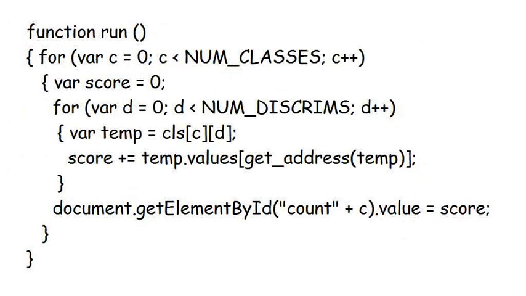One more important function, and that's function run. In this case, we want to present the current grid pattern to the discriminators of each class in turn, and count how many of those discriminators produce a 1 output.